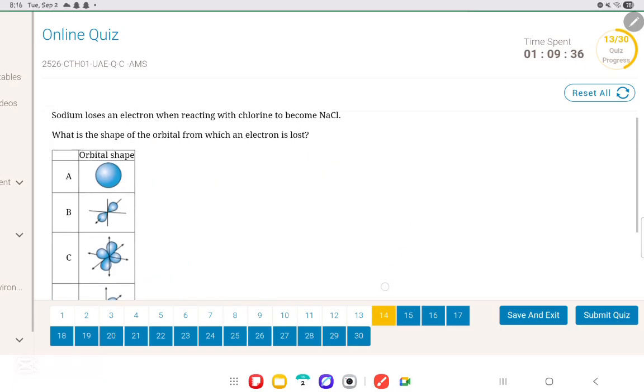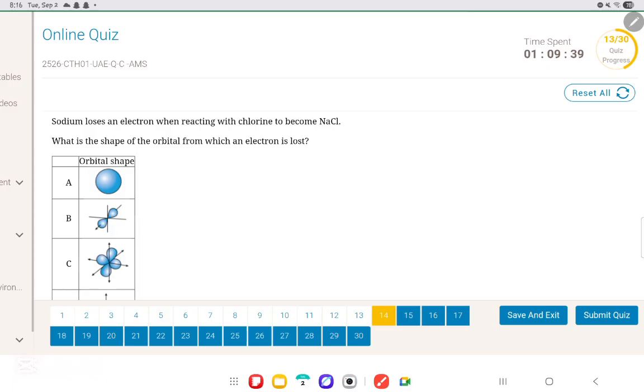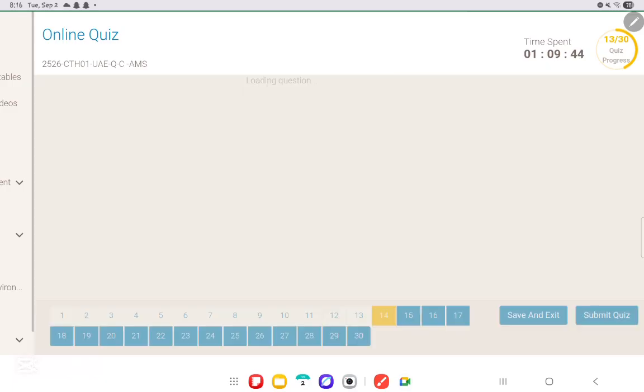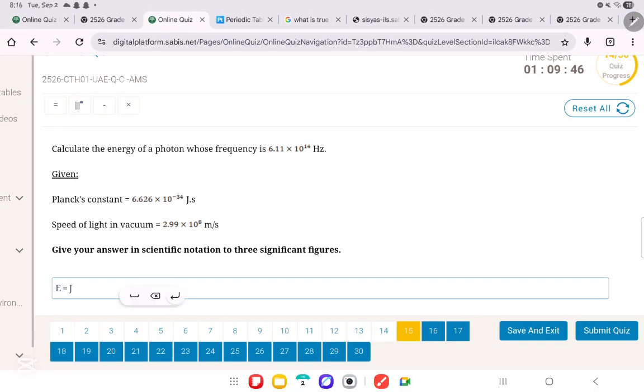But for us, from which orbital did we take the electron? We took the electron from orbital S. Let's move on to question number 15. What does it say in question number 15? Calculate the energy of a photon. What's the energy of a photon?